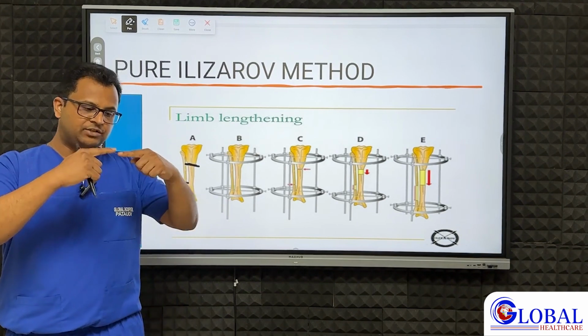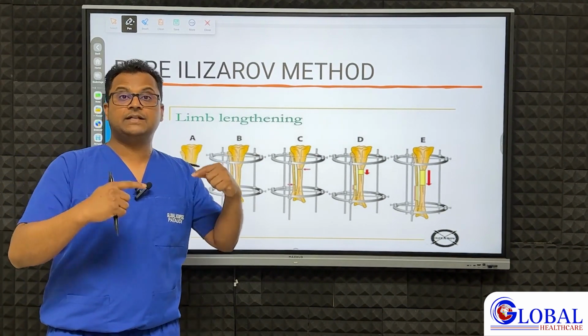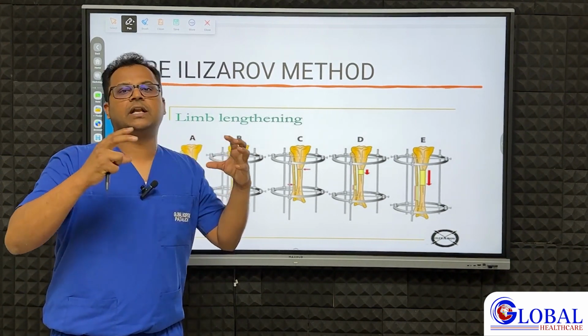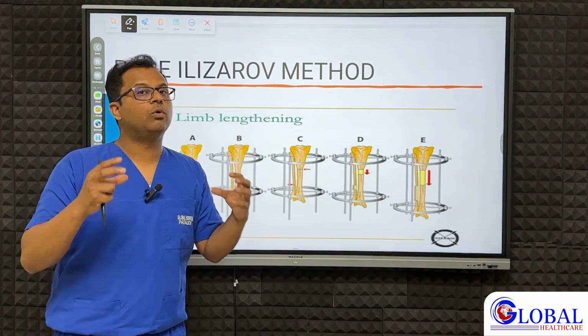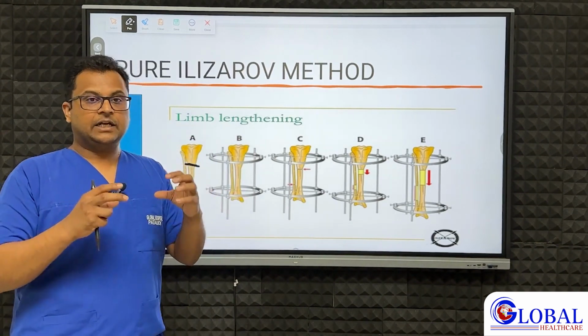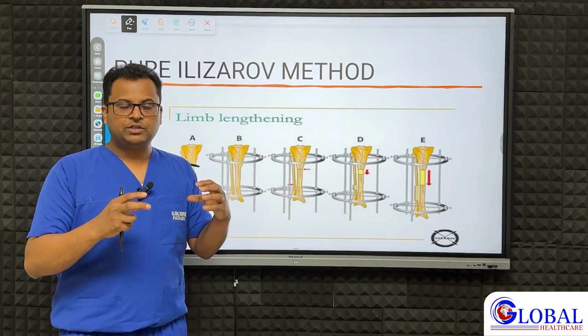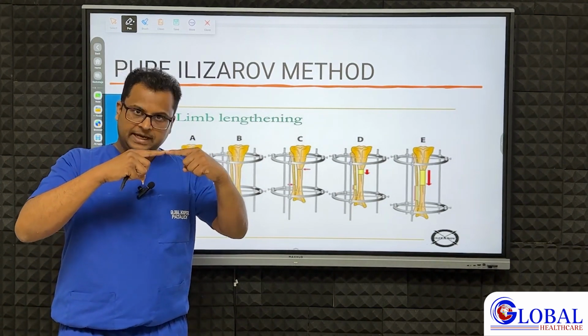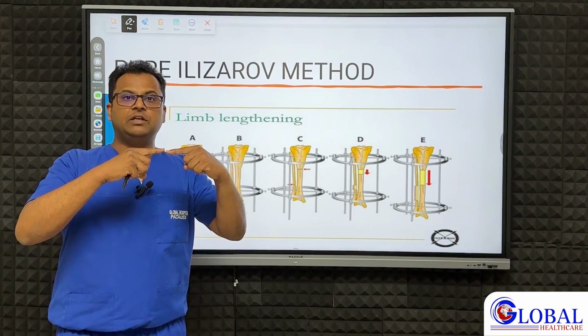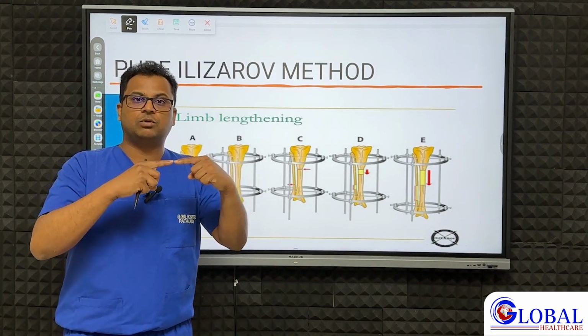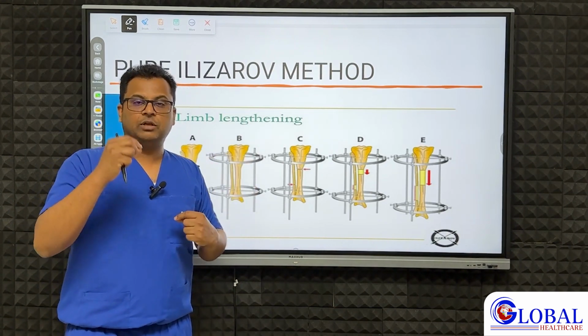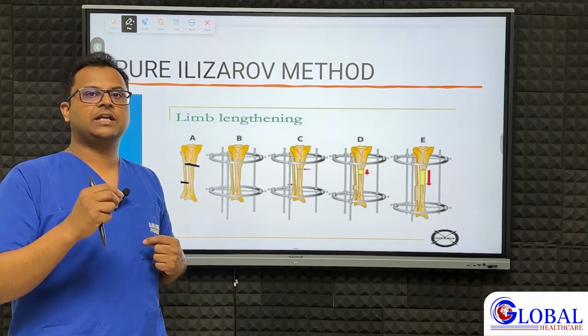Now once we have broken the bone, we need a system which will distract it at a specific rate. That is the whole science which we have discussed earlier: we need to put in a system which will keep these bones aligned, and then over a period we need to distract the bone. That is called the distraction phase, and the distraction has to be at a specific rate.